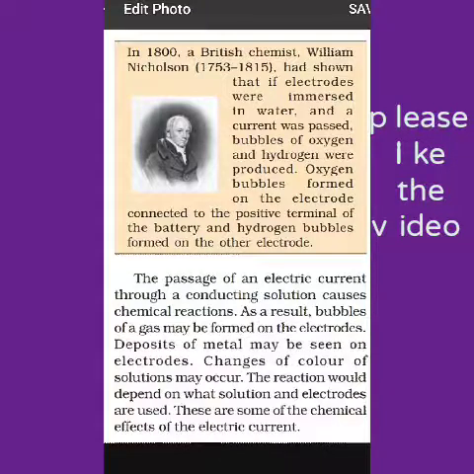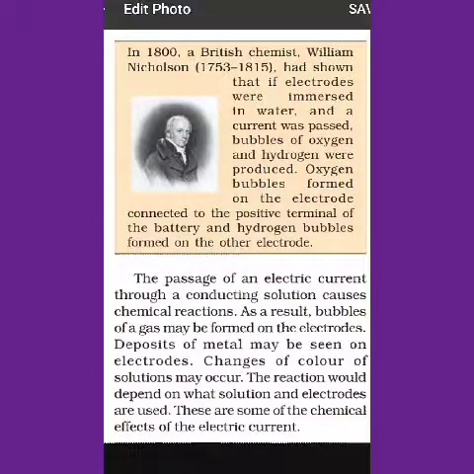As a result, these bubbles are formed on the electrodes. The deposits of metal may be seen on the electrodes. During this chemical reaction, there are some bubbles which are of the gas, and during some chemical reactions, metal deposits on the rods. Changes of the color of solution may occur.